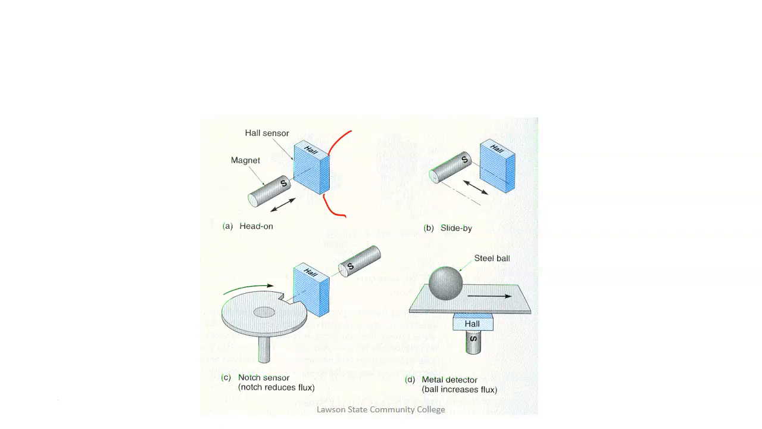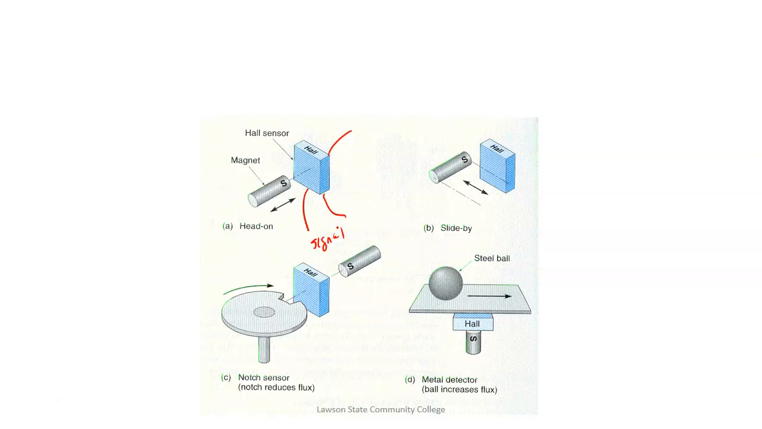Reed switches are going to be 2 wire sensors. Hall effect are going to be at least 3 wire sensors. It could be a 3 or 4 wire sensor, and we'll talk about what the other wire is. And then we're going to have one more wire that is the actual signal. So these are going to have to be powered.